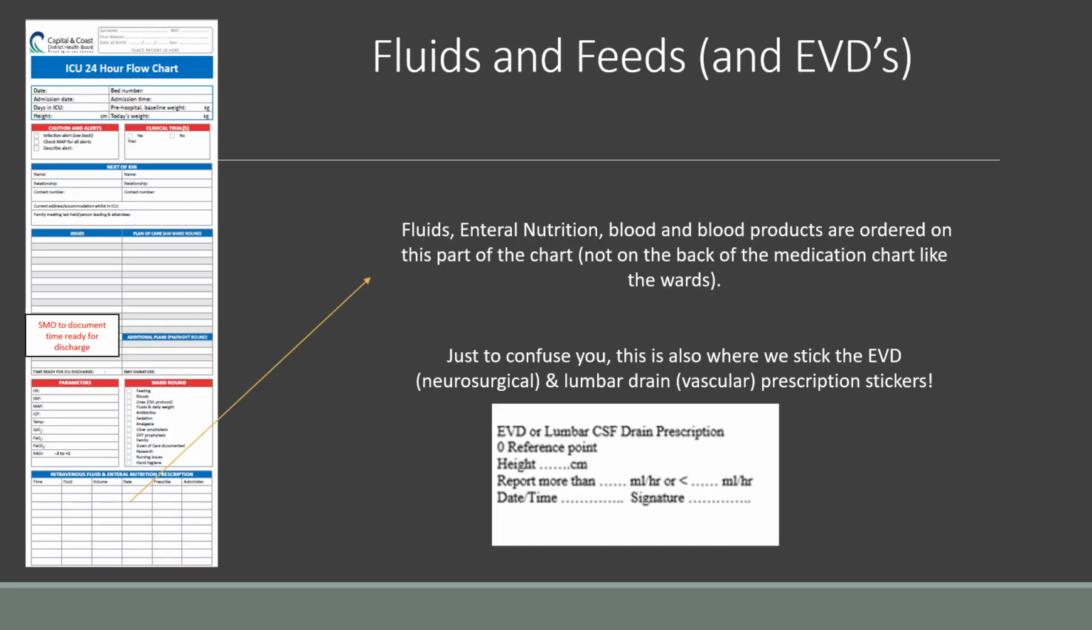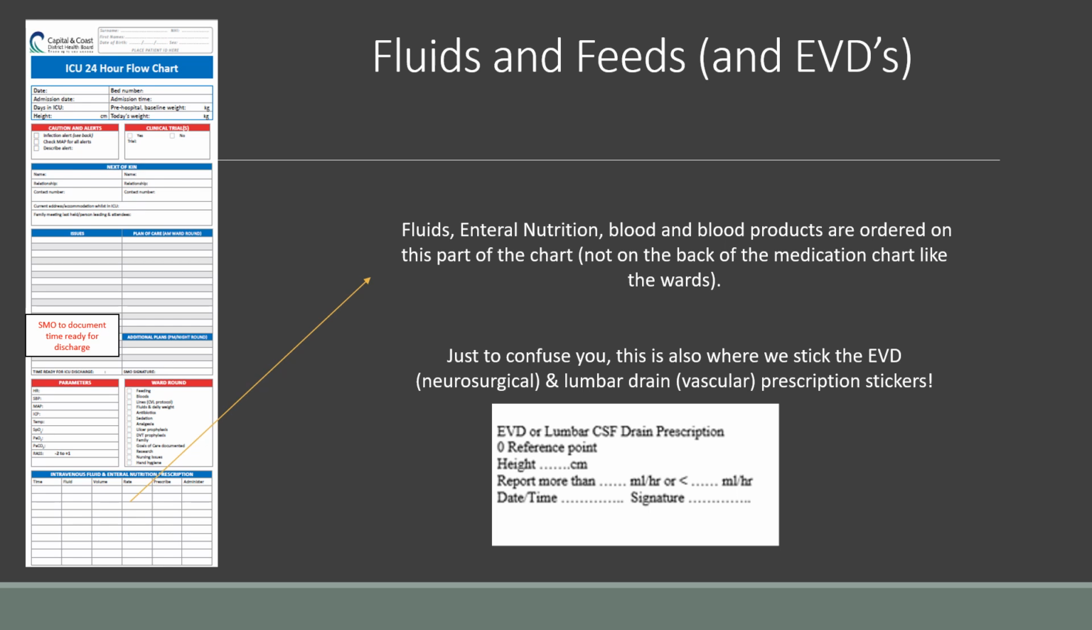And right down at the bottom left there, we've got our IV fluids and enteral nutrition prescription. So this is where we prescribe the fluids and enteral nutrition. It is not on the back of the medication chart like it is on the ward. So this is where you will go to get the doctors to prescribe those things. Now, TPN has a separate prescription form, as you've probably known. And just to confuse you, this is where we also put the EVD and lumbar drain prescription stickers.